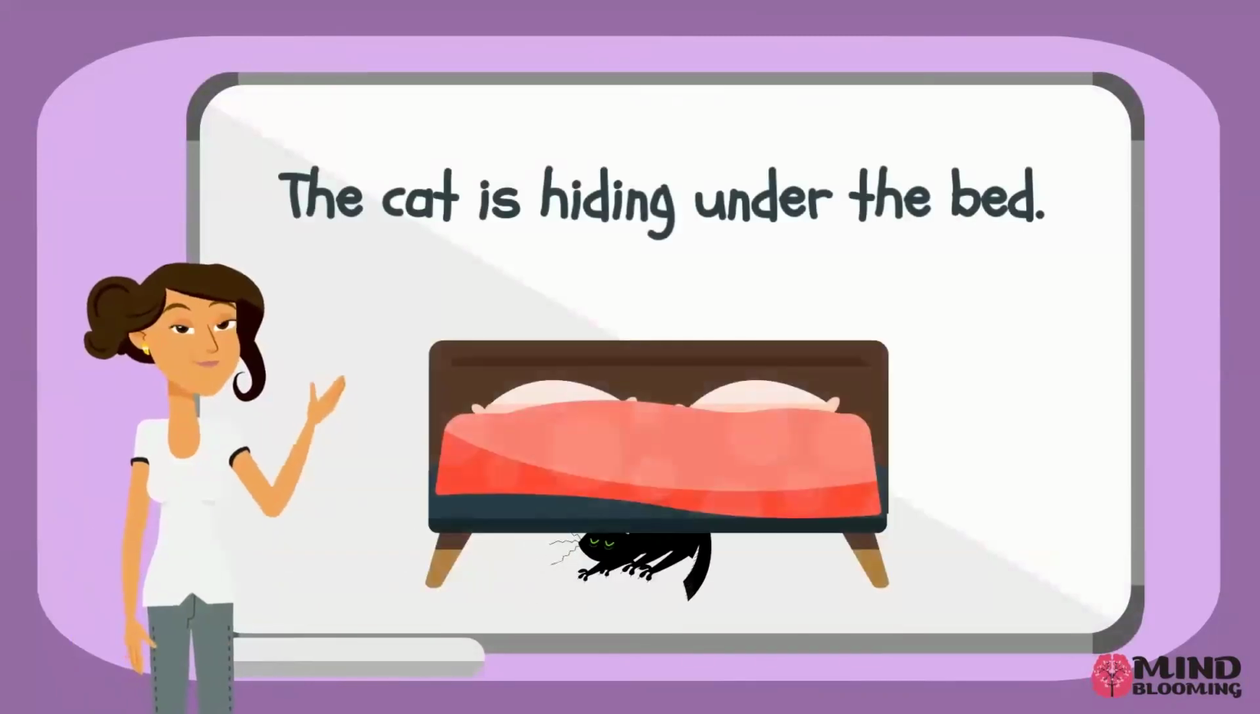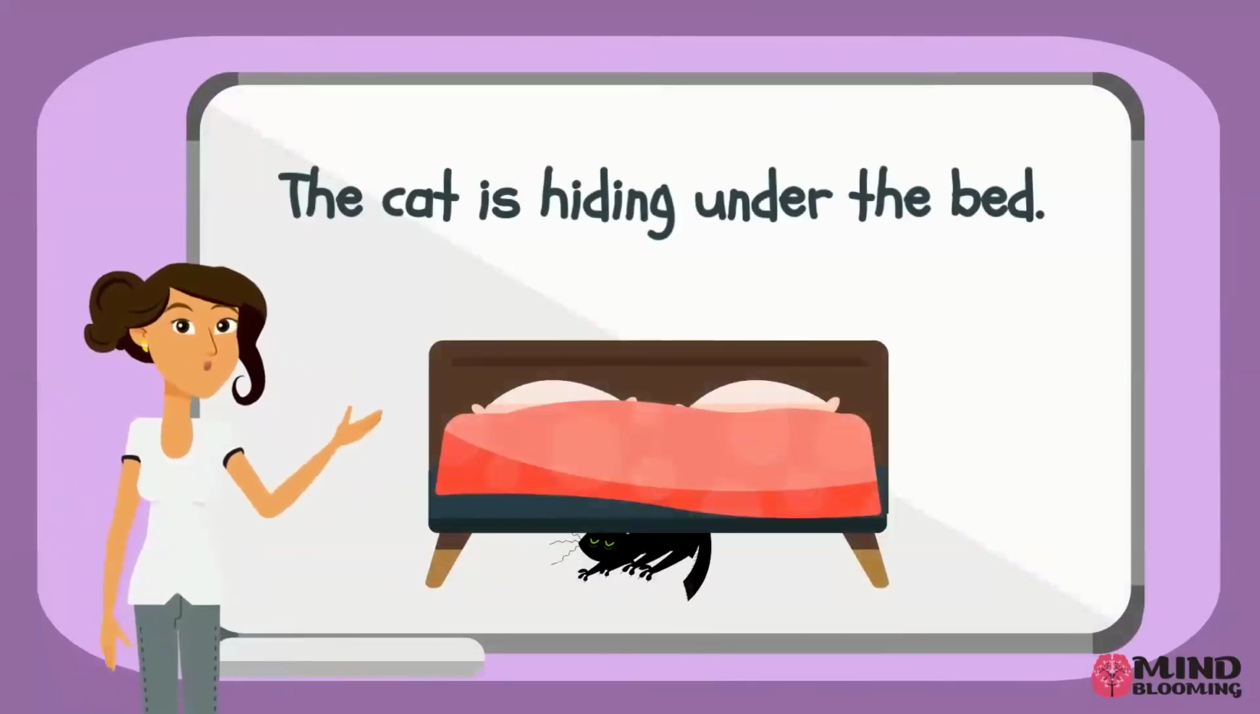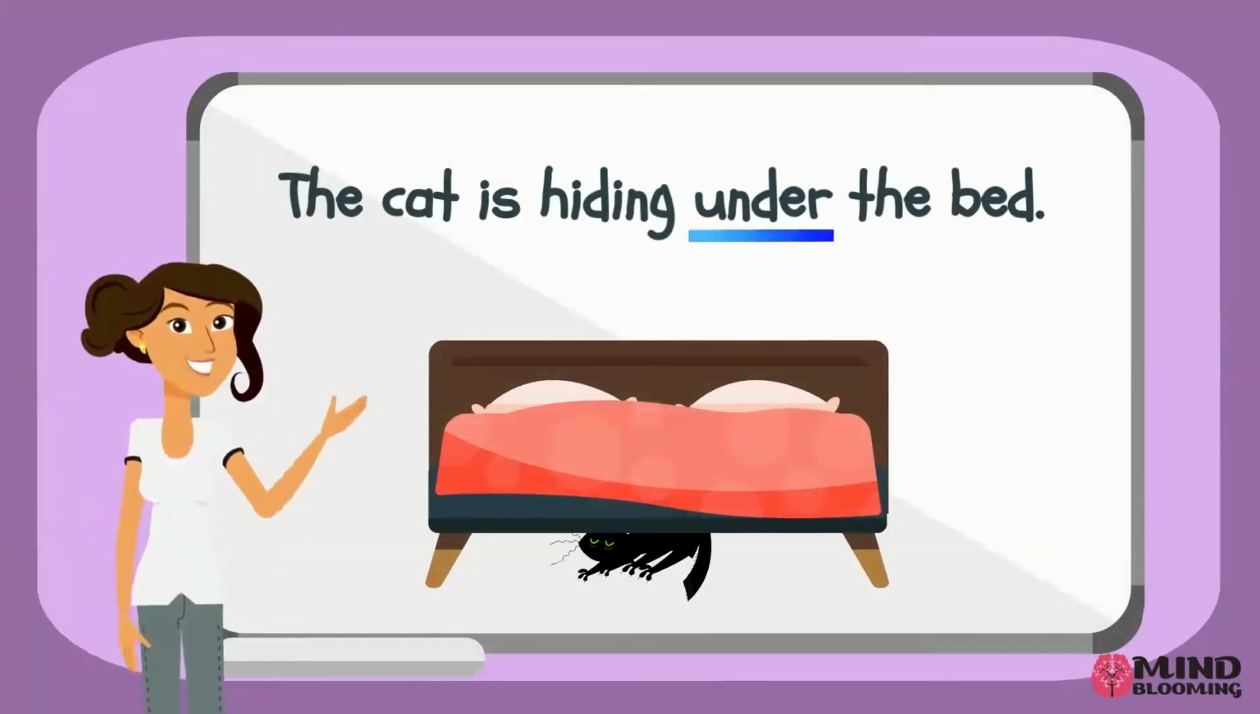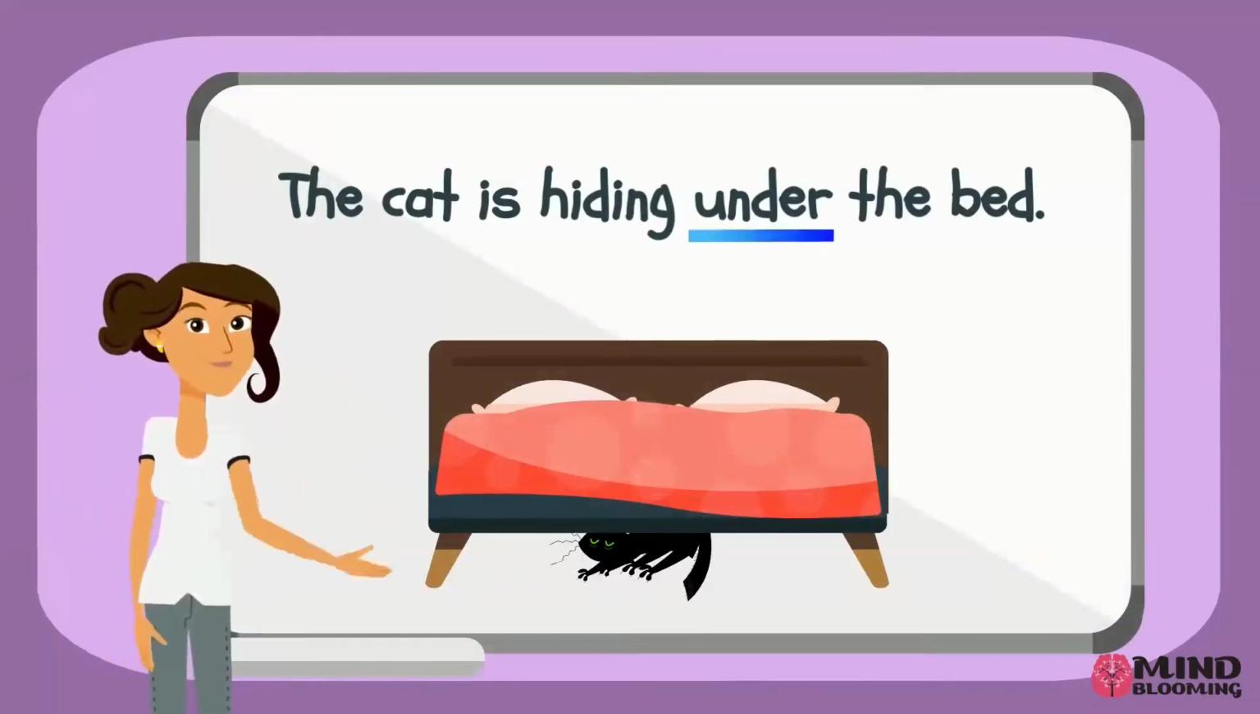The cat is hiding under the bed. Hiding is the action verb in this sentence, and under describes or shows where the action is happening, and it is happening under, so under is an adverb.